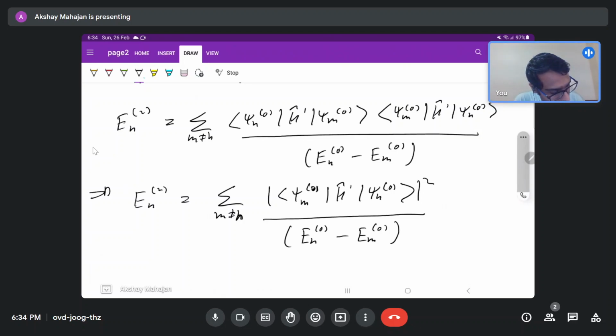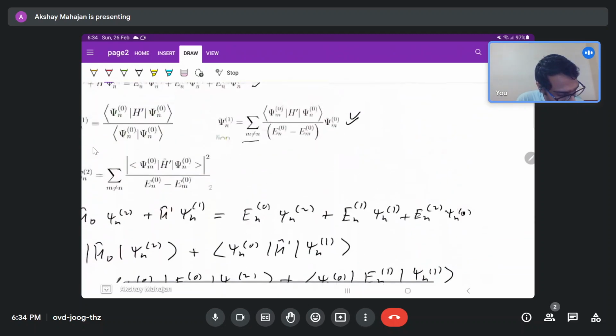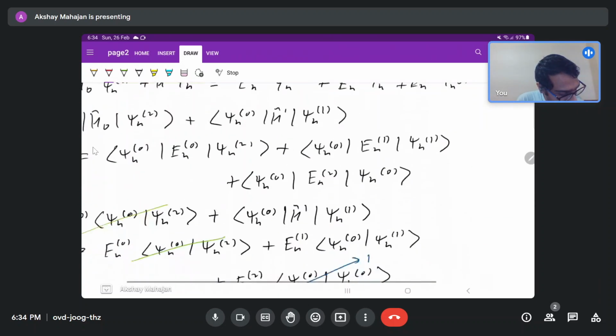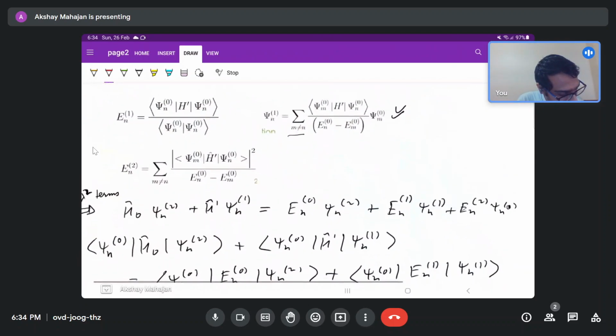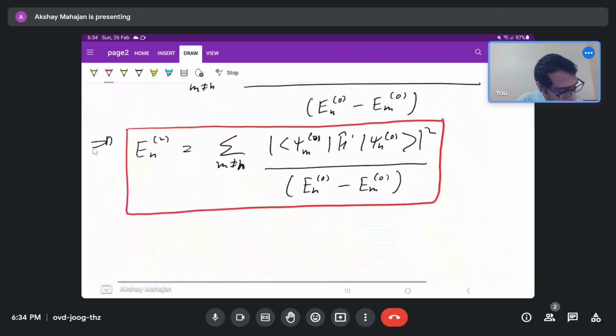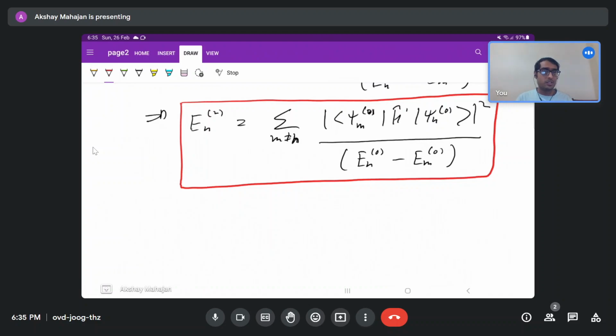So this is our formula for the second order energy correction, and you can check that we got the same formula: psi m of the zeroth order, H cap prime, psi n of the zeroth order, whole square, divided by E n of the zeroth order minus E m of the zeroth order. So it is the same process as for the first order energy correction. All you have to do is take the lambda square terms. So this is just a quick proof of that.